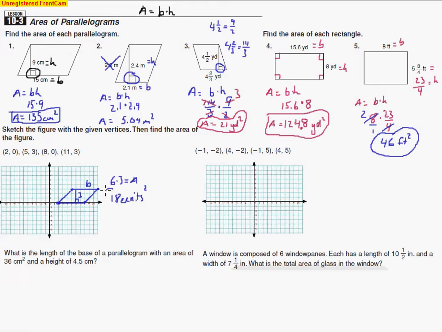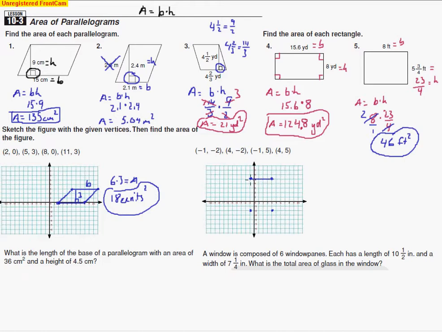Well, let's take a look at another one. Got to graph the points. (-1, -2), so over 1 to the left, down 2. And then over 4, down 2. (-1, 5), so over 1, up 5, so 1, 2, 3, 4, 5. Looks like it's going to be a rectangle this time. And then (4, 5). And so here's our shape.